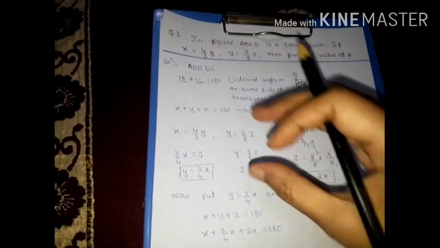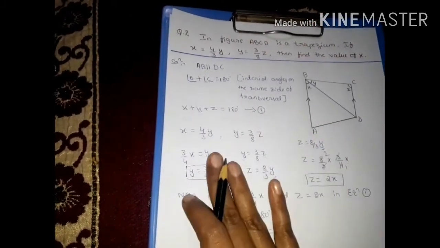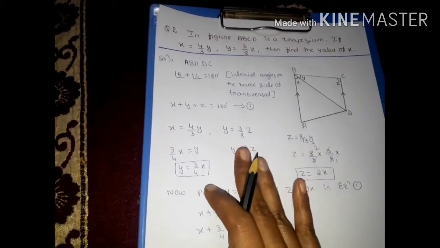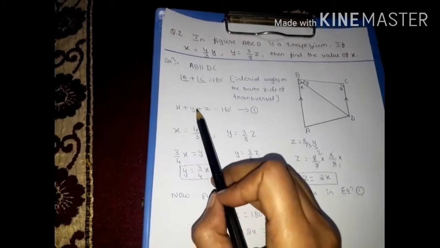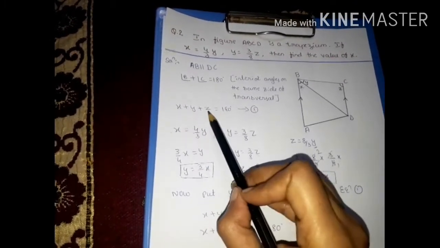Now only this is the confusing part for you people, children. If you clear this one, the remaining is all calculation. Here what I did is to substitute x, y, z in x plus y plus z equals 180 degrees in equation 1. Here 3 unknowns are there.